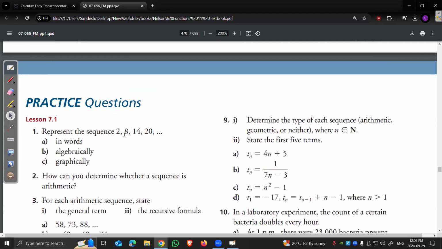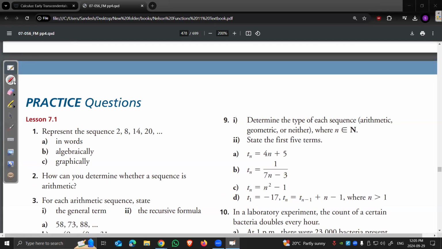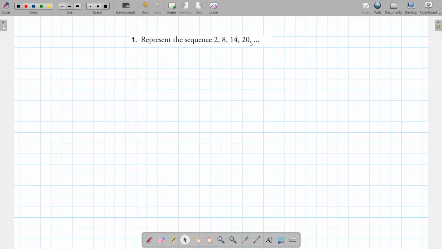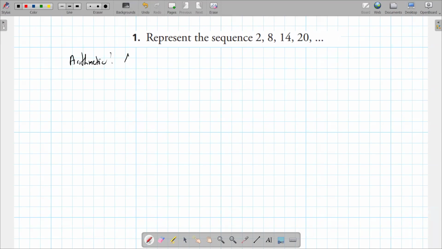How would you classify this sequence right here? Now, it's kind of simple, right? What you need to know is that for an arithmetic sequence, your teacher might use different variables, but the one that I'm going to be using is this. For arithmetic, you're always adding or subtracting something that here in this book, they call the common difference. And the letter we use here is D.